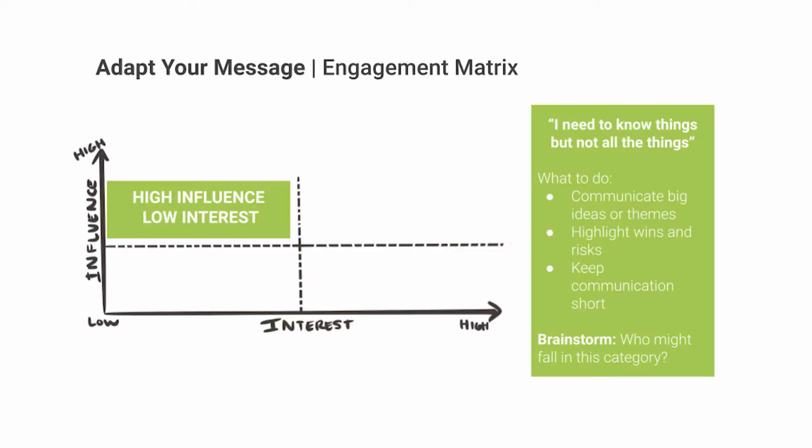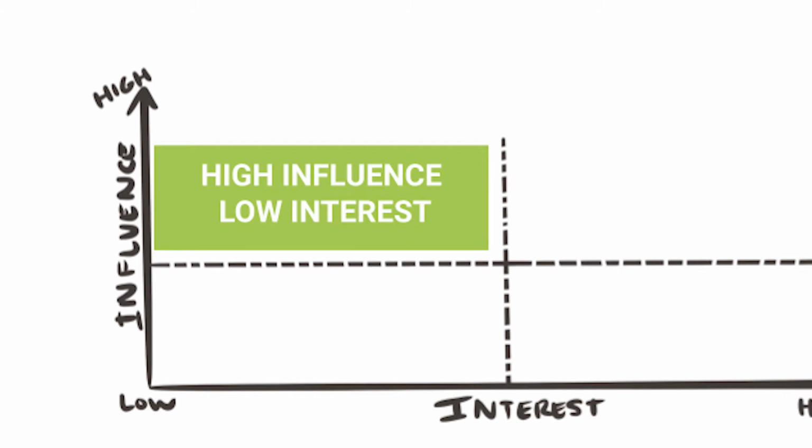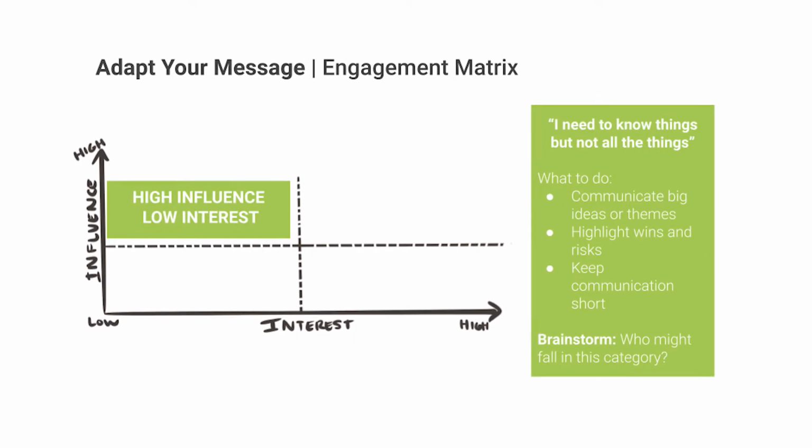So when we look at the top left corner, particularly at our high influence, low interest folks, great ways to engage them are to really think about what are the quick-hitting, high-leverage points that they need to make sure they're hearing on a regular basis. What are the big themes that they need to hear? What are the big takeaways that they need to move decisions forward? And keeping communication at that level.